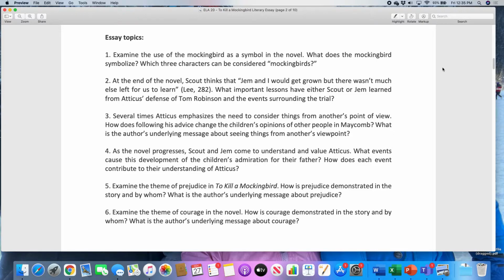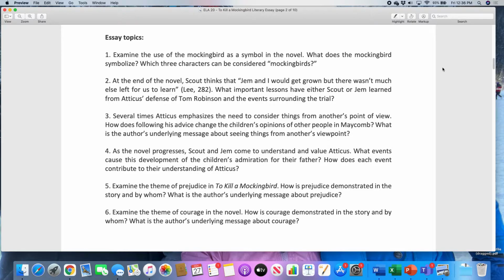First topic, examine the use of the mockingbird as a symbol in the novel. What does the mockingbird symbolize? Which 3 characters can be considered mockingbirds? Second option, at the end of the novel, Scout thinks that Jem and I would get grown, but there wasn't much else left for us to learn.